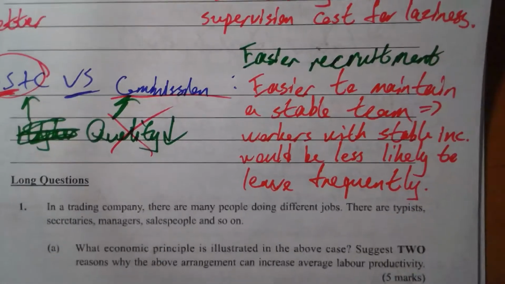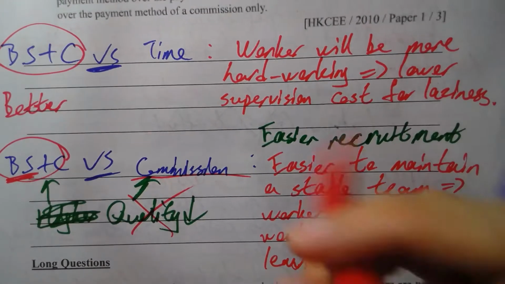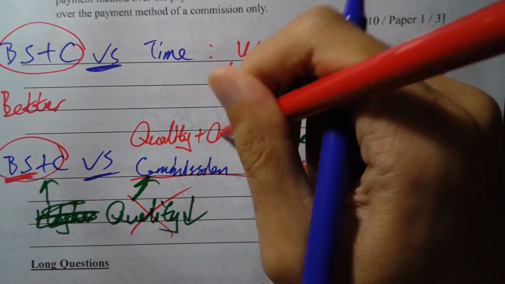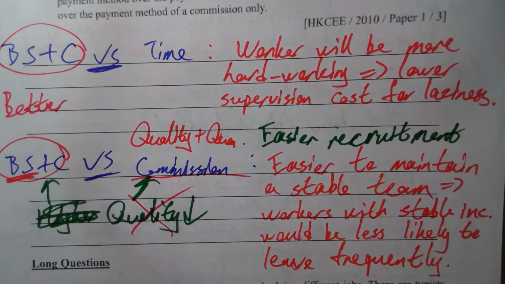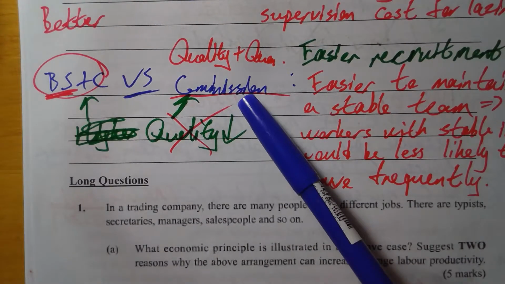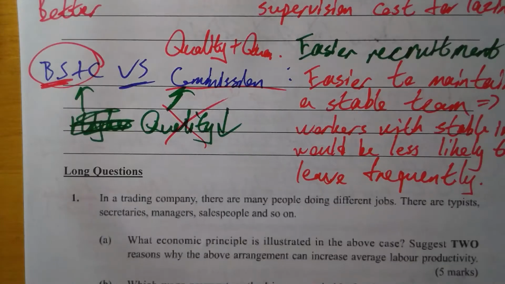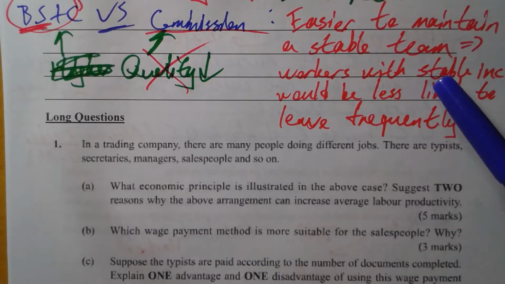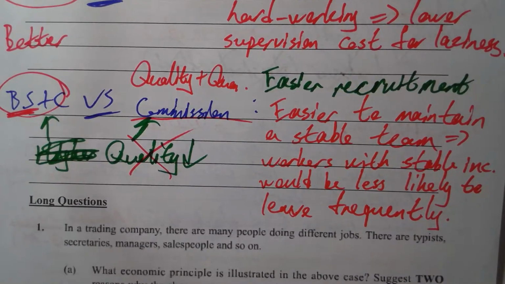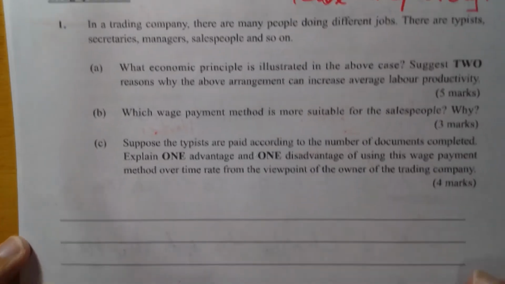Second point here, when we talk about versus commission, remember commission also has both quality plus quantity. Remember, right? It has both quality and quantity. You cannot say they have lower quality. OK? Easier to maintain a stable team and or easier to recruit people. Okay, let's move on to the last two questions and then we are done.